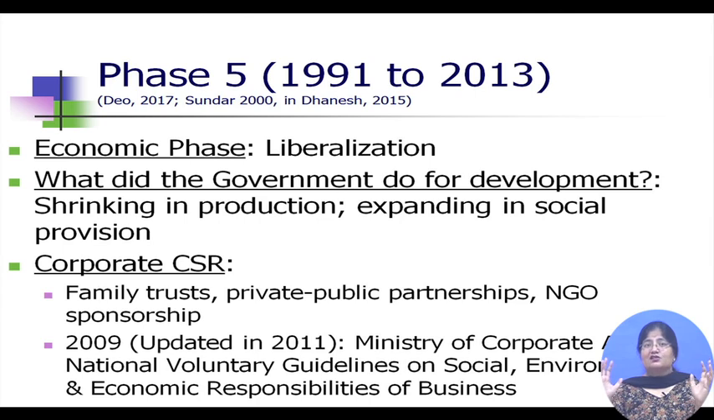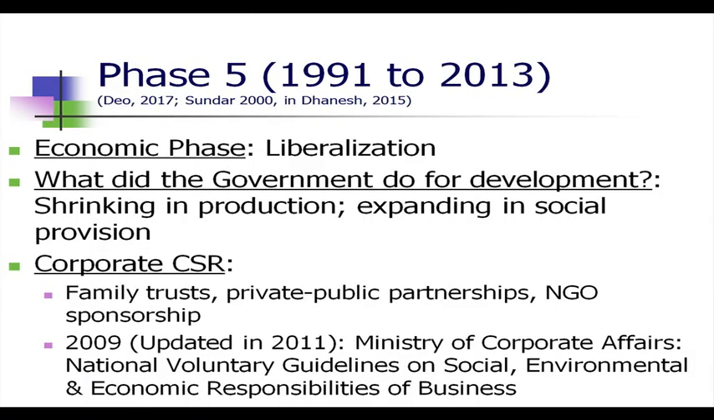What did the government do for development? They started shrinking in production and they started expanding their efforts in social provision. They said, okay, we need to look after our people. We have infrastructure, we have ideas, we are stable, we are moving from a newly formed country to a developing country. So let us now look after the people who are actually doing what the country is.